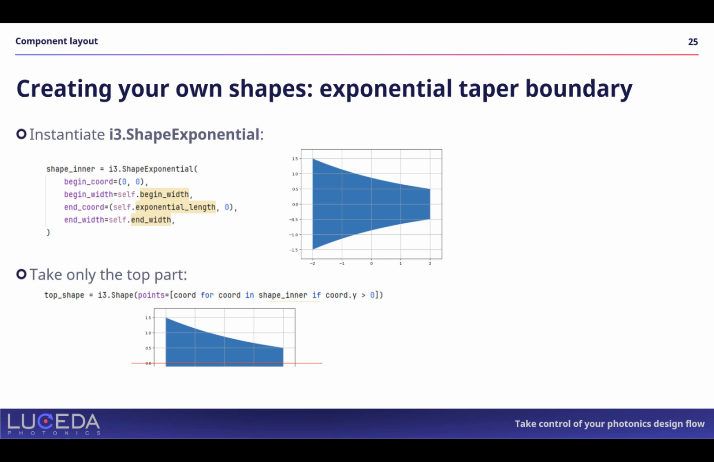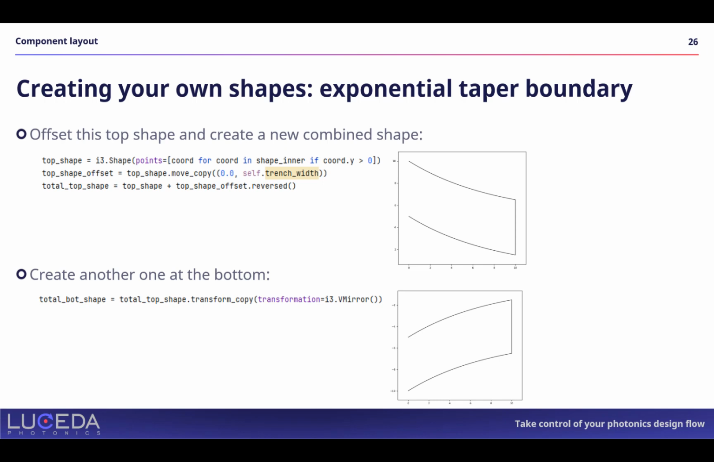We create a copy of this shape and offset it by the trench width to create the top boundary of the top trench. We can add together different shapes. This creates a new shape with the list of points for each added together. By adding together the shape for the bottom boundary of the top trench to the shape for the top boundary in reverse order, we can create a total shape for the entire top trench.